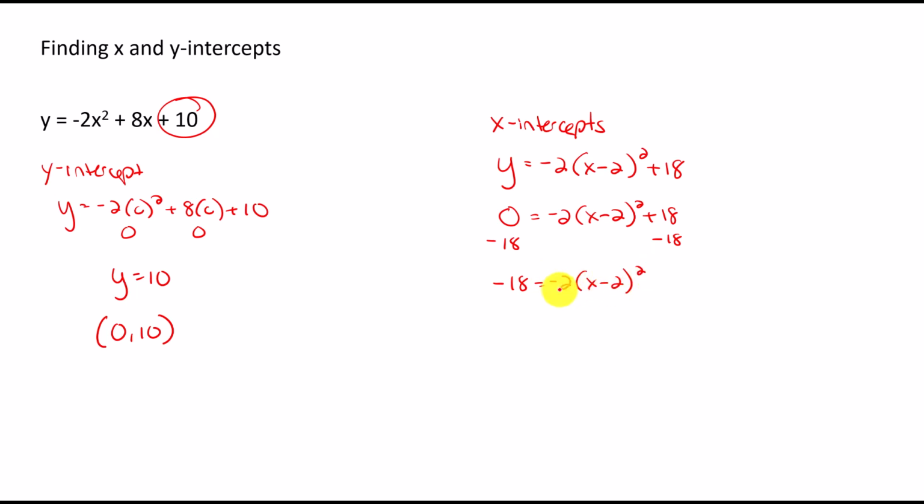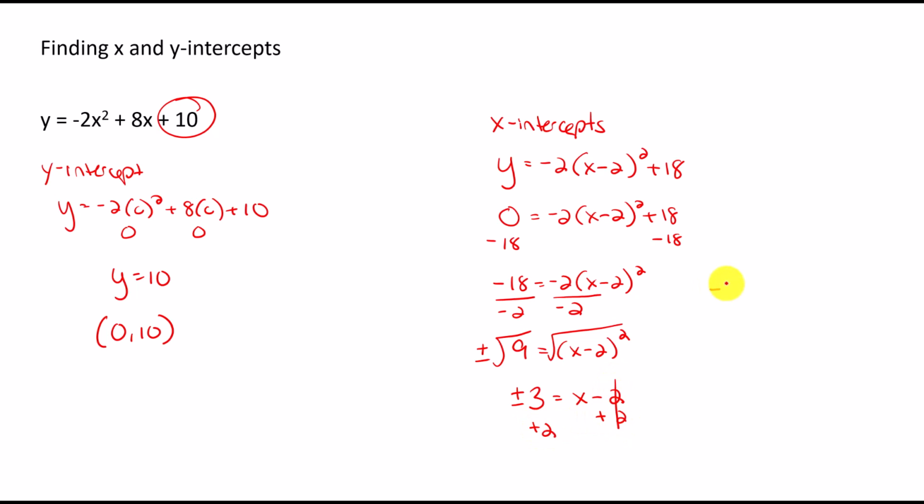And then I'm going to divide by -2 to get that out from the front. And so -18 divided by -2 is 9. And I have x minus 2 squared, and then we're going to square root both sides, but remember to put plus or minus. So the square root of 9 again is 3, so I have plus or minus 3 equals x minus 2. Then I need to add this 2 over here.